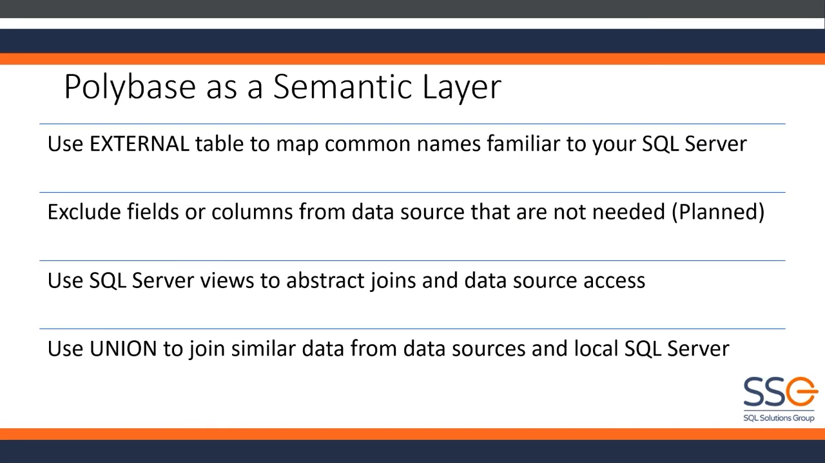The great thing about this, and Dan and I will talk about this more when we get into some of the demos, is we can obfuscate some of the data that we don't want to bring back. If a table has 10 columns but we only want to see 5, we can exclude 5 of those columns and just create our external table on the 5 columns that we want to see, where we really can't do that with linked servers. So there's great security around being able to obfuscate some of that data.